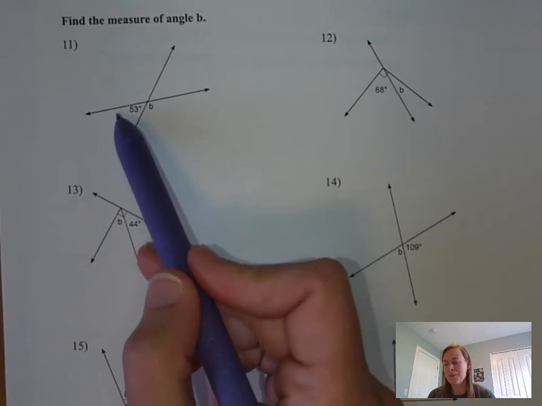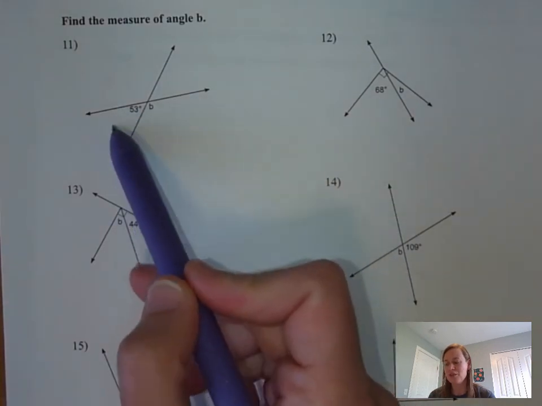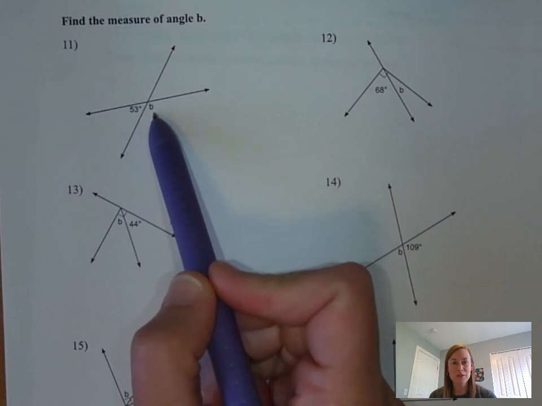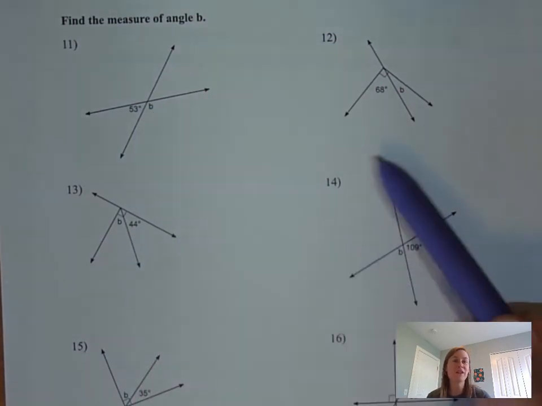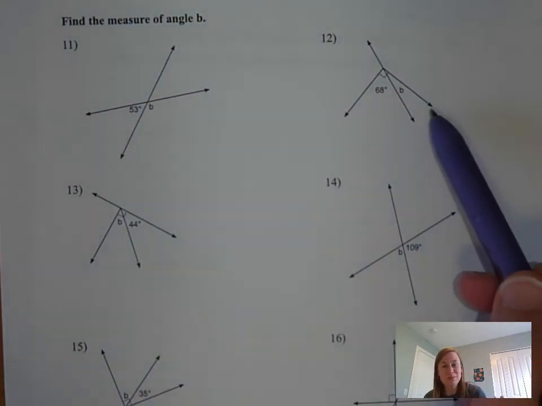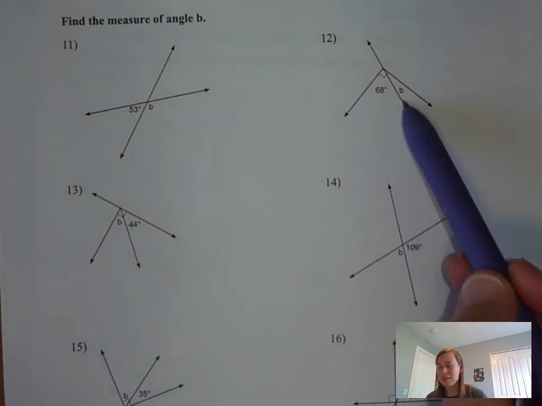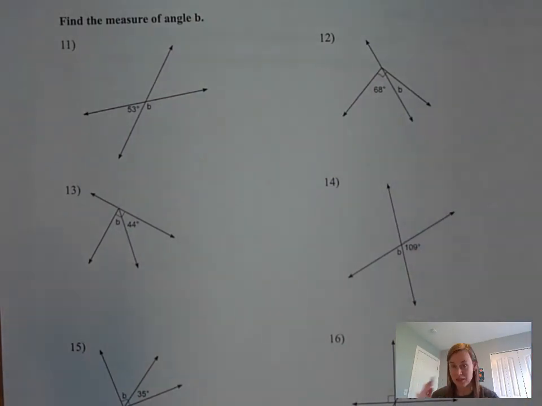So if they are supplementary, you would set them equal to 180. So you would just do 53 plus b equals 180. Whereas if they're complementary, you're going to set them equal to 90. So here you would do 68 plus b equals 90, and then you would solve those equations. Okay, so that's your little tip.